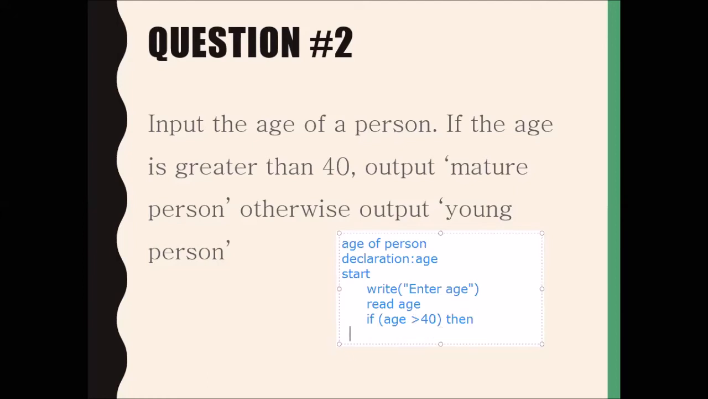Then what should happen? We need to output mature person. So again, we're going to use the word write, because this now is something that we want to output to the screen. We must display that in quotation. So you're going to type mature person, close quotation, close bracket. Else, the else part will be for whatever instruction is there that will be executed if the condition is false, which means that if the person is 40 or younger. So we write write again. This tells us that we're outputting, open quotes, because we want to output text, young person, close quotation.